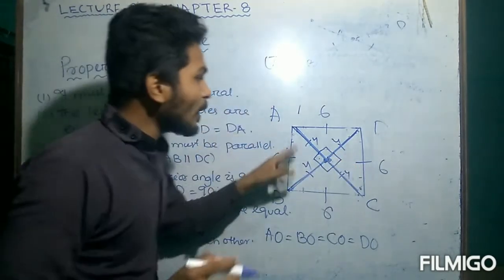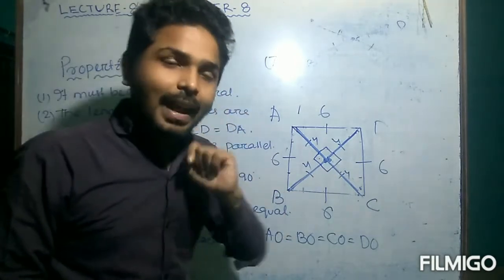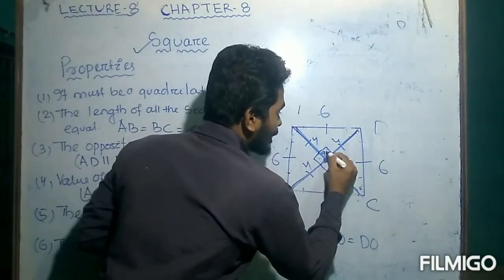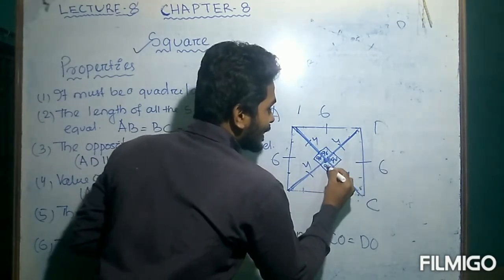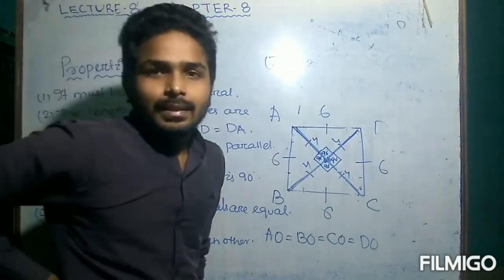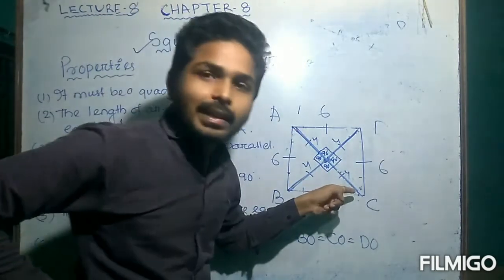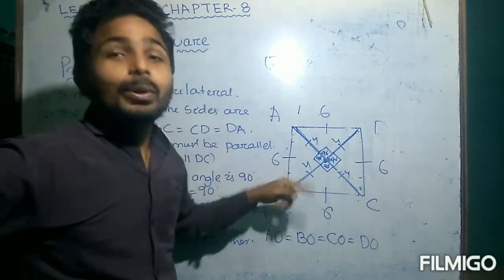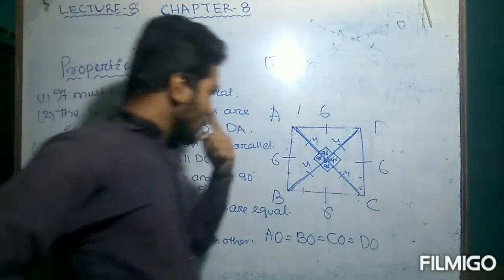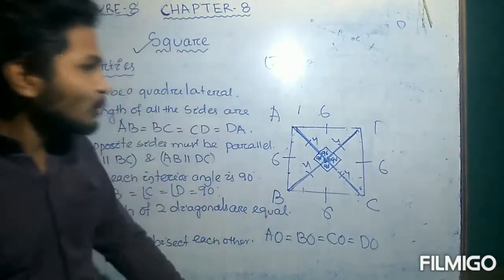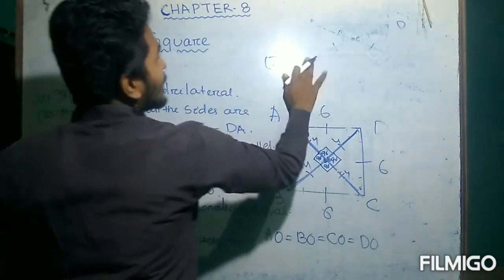So here what do we get? We get that the angle between these two diagonals is 90 degrees. This is 90. This is 90. This is 90. This is also 90. So what can we write? We can write that one diagonal is perpendicular to another diagonal. 90 degrees means perpendicular. So simply we can write one diagonal is perpendicular to another diagonal. So write it.